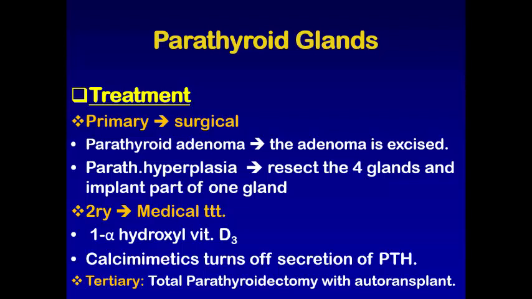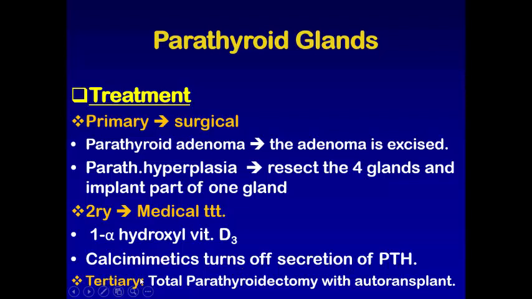Hyperparathyroidism, we can explore this implanted gland. Secondary hyperparathyroidism, the treatment is medical treatment. We have to give 1-alpha hydroxyl vitamin D3 or calcimimetics, which are the medications or drugs which turn off secretion of parathormone. It inhibits secretion of parathormone.